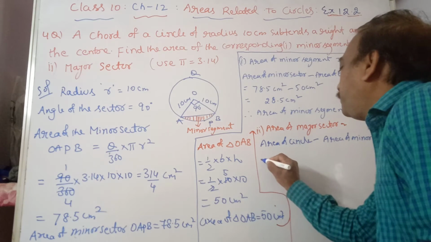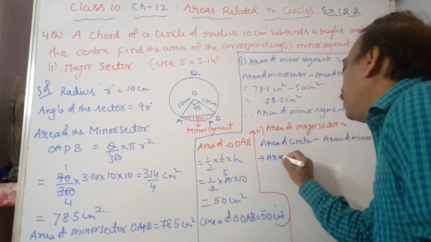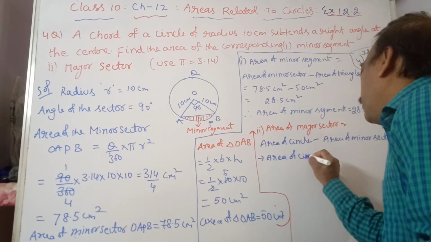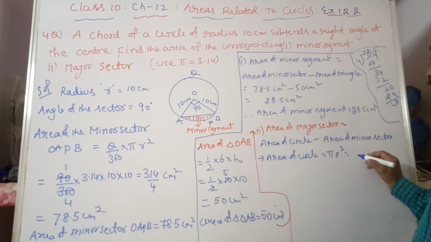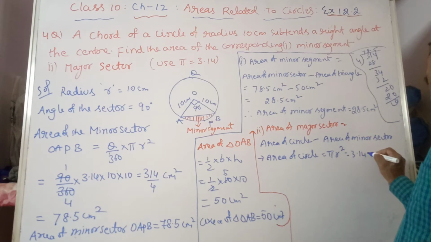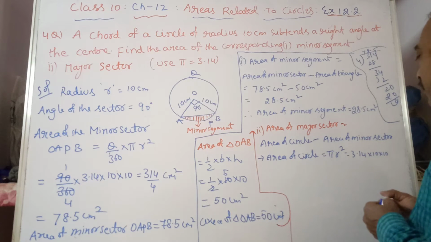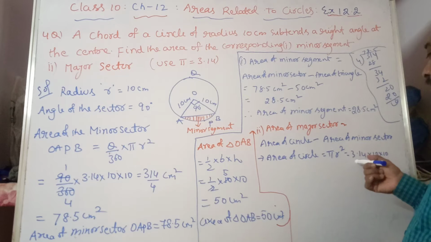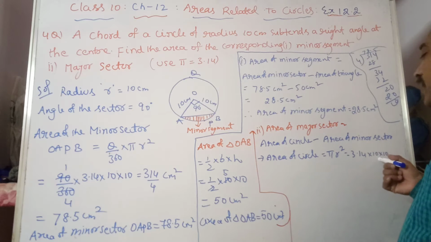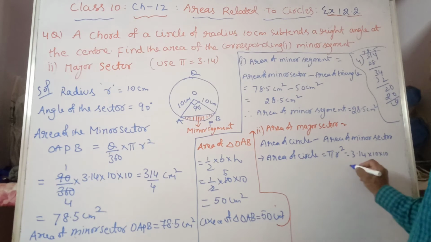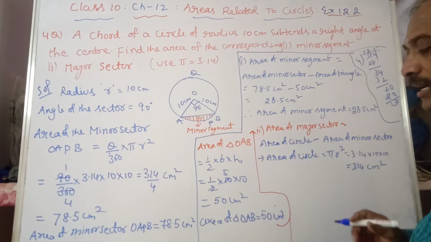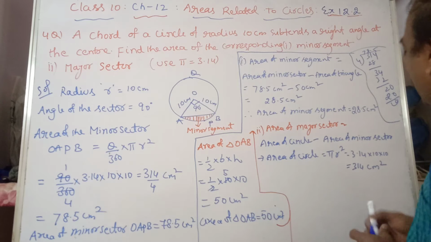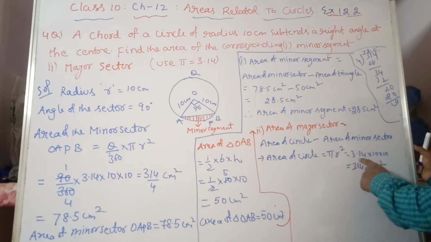So first, area of circle, which is equals to pi r square, which is equals to pi value we are using 3.14 into 10 into 10. Are you following? Pi value we are using 3.14 into 10 into 10, which you will get as 314 centimeter square. 314 centimeter square is the area of the circle.